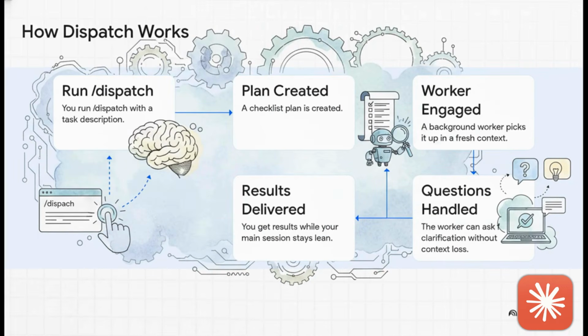So what does this new workflow actually look like? Well, you just run the /dispatch command with whatever task you have in mind. The AI then creates a plan, like a checklist. It assigns that plan to a background worker, which gets a totally fresh context to start with. And here's the cool part. If that worker gets stuck, it can ask you for clarification without derailing the whole process. All the while, your main session stays clean, lean, and ready for your next big idea.